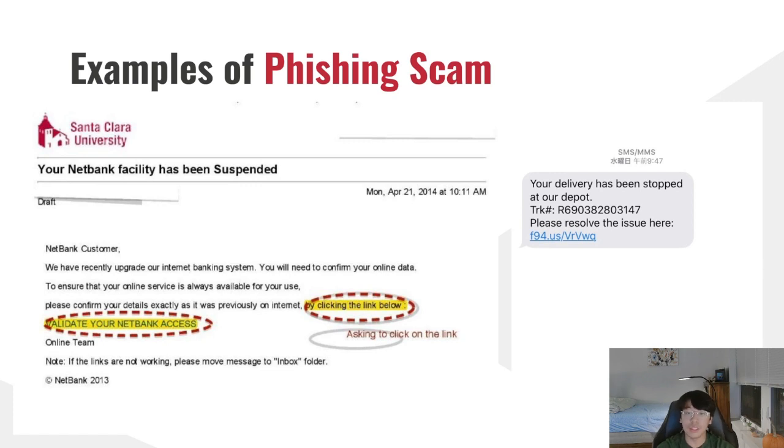A picture on the right shows a message sent by an anonymous person. Your delivery has been stopped at our depot from this place. Please resolve this issue here. So it's telling us that our delivery has been stopped, or that the package you ordered online is stopped on the way. This is another common trick people use. People don't want their package to be stopped in the middle, so they probably want to check it out. But if you click the link, then you will probably get infected by different malwares.